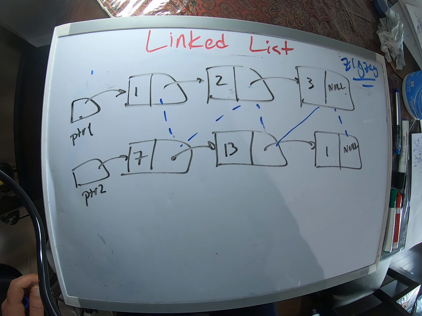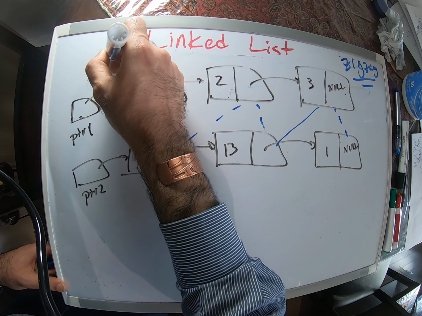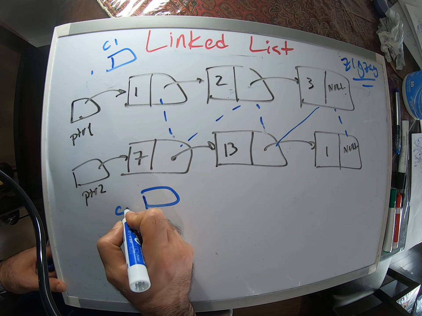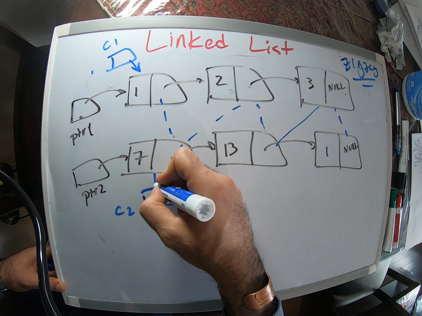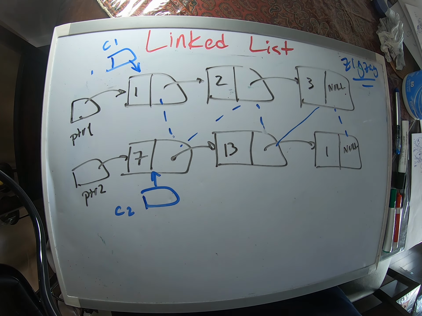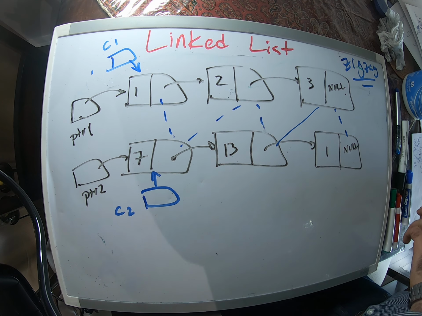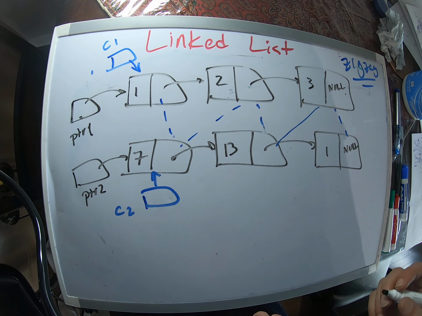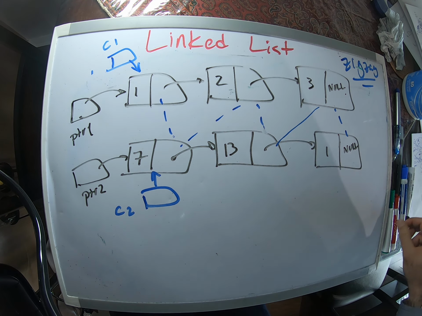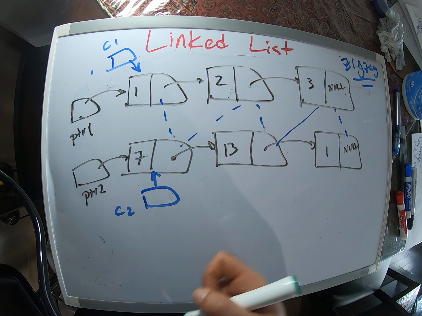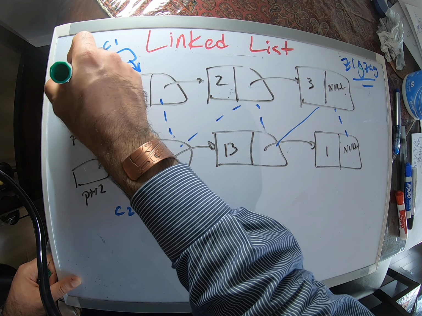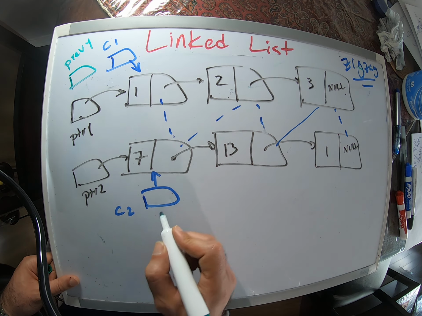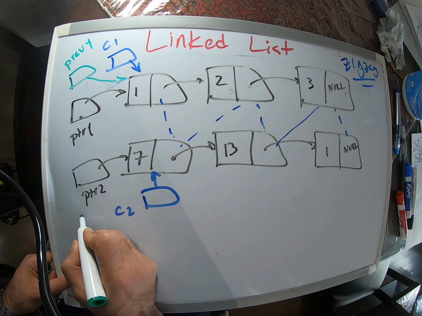Again, we are gonna create two pointers, let's say current 1 and current 2. Okay. And also, because we actually need the previous node as well, I'm just gonna call P previous 1 and previous 2 as well.